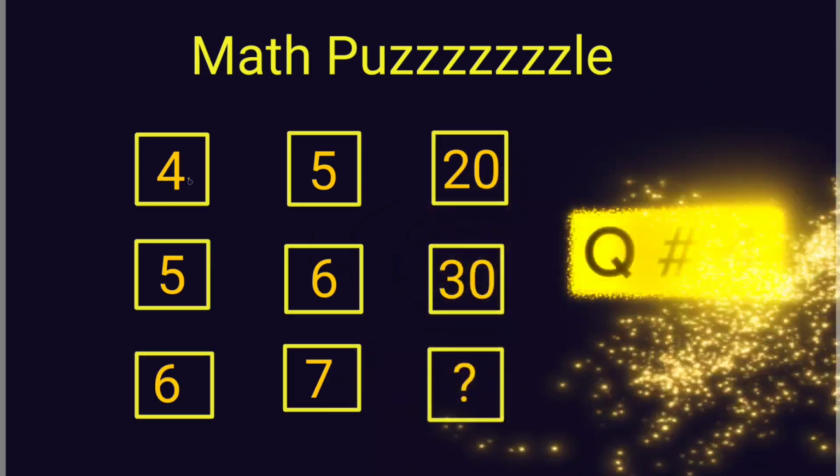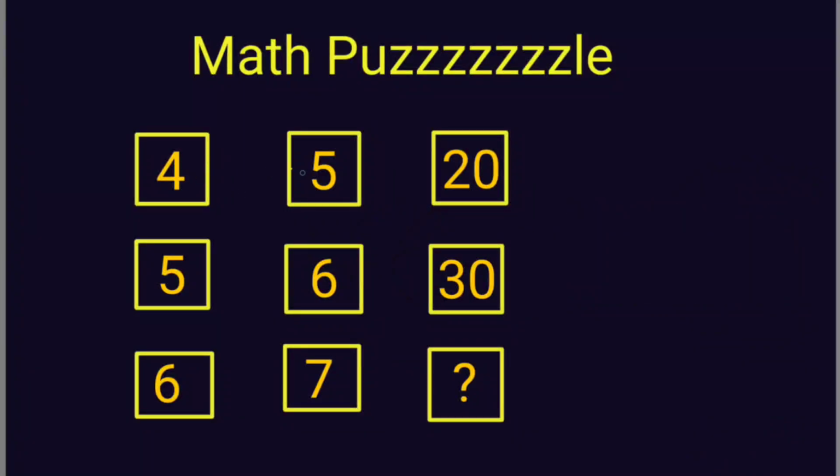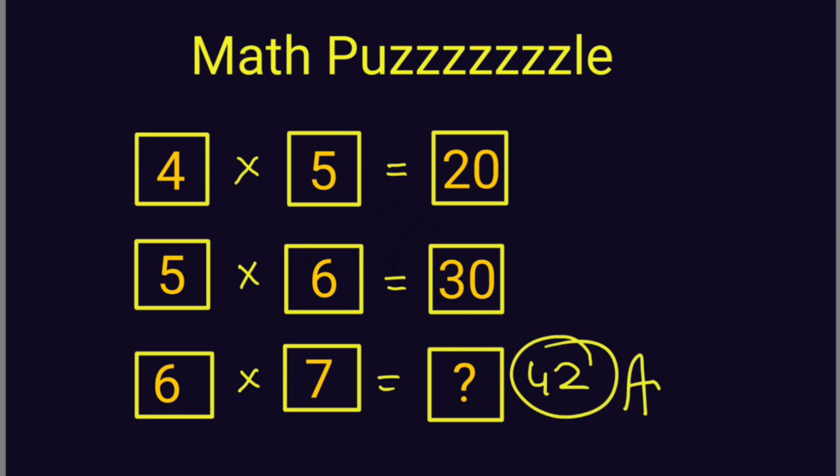Question number 4 is 5, 4, 5, 20, 5, 6, 30, 6, 7, and question mark. If we multiply 4 times 5, we will get 20. Similarly, 5 times 6, it will be equal to 30. And 6 times 7, it will be equal to 42. Hence, 42 will be our answer.